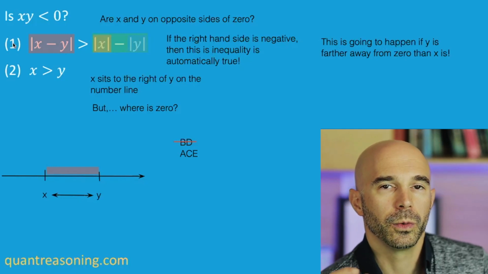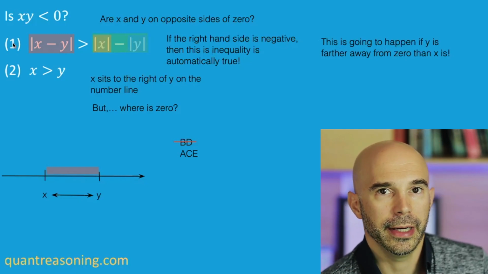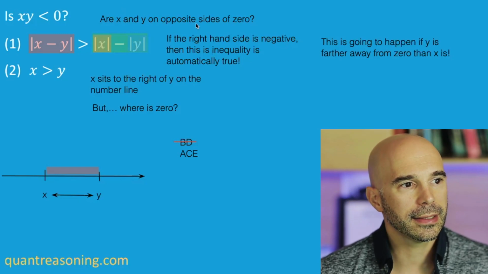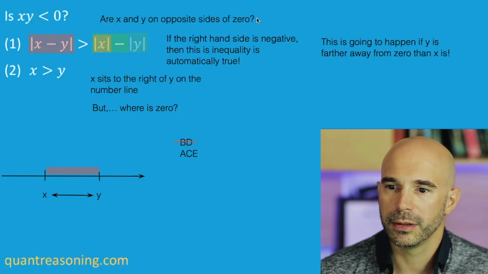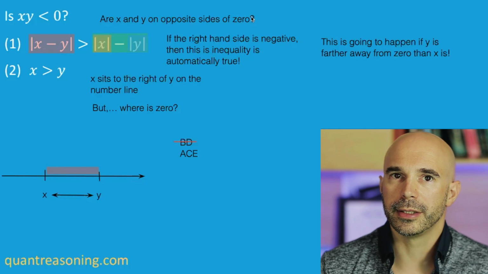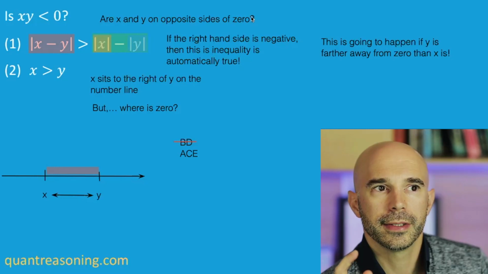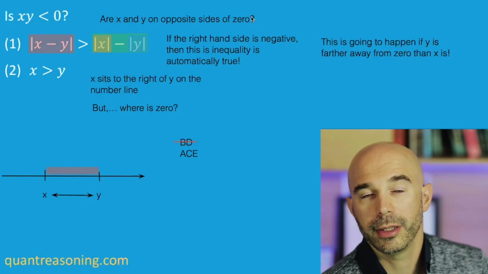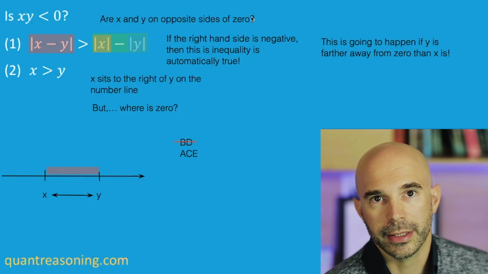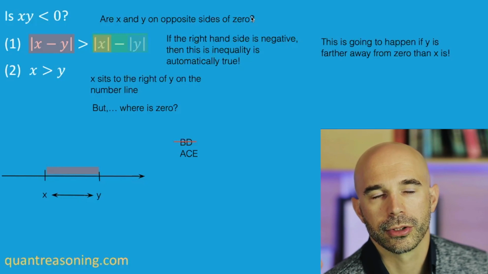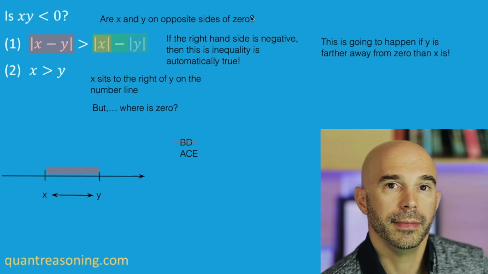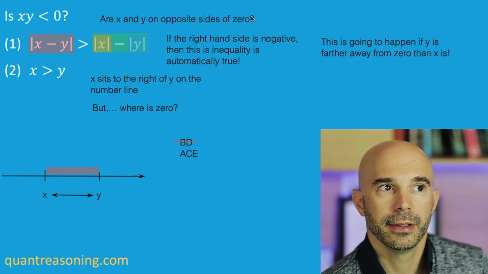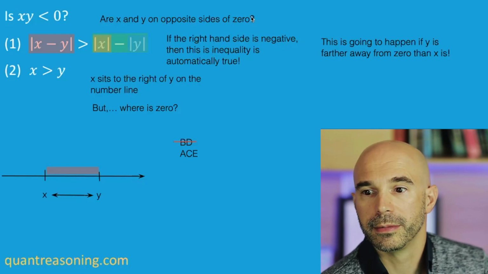If you know that y is farther away from 0 than x is, can you answer this question of whether or not x and y are on opposite sides of 0? No. So it's still possible that 0 is in between them. So if 0 is in between x and y, it's possible that y is farther away from 0 than x is. I'll draw it in a moment, but let's just think about it for now. And if 0 is not in between x and y, meaning x and y are both on the same side of 0, it's still possible that y is farther away from 0 than x is. I mean, why not? Why wouldn't that be possible?